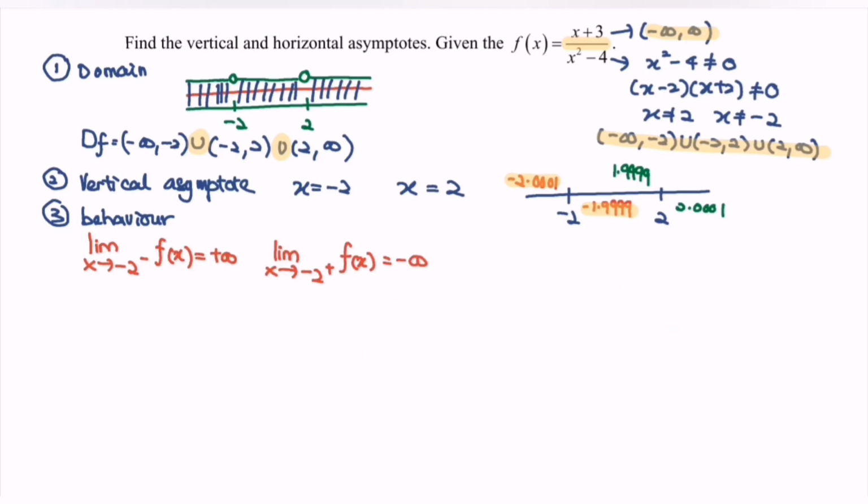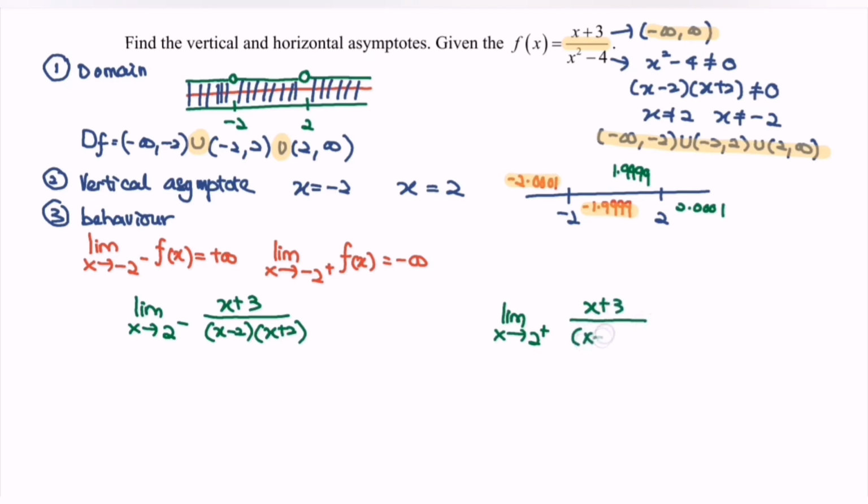Now I'm going to discuss the behavior when x approaches 2 from the left and from the right. Repeat the situation: limit when x approaches 2 from the left, limit when x approaches 2 from the right. Kindly substitute the function (x + 3) over, do remember, pick the simplest form, so we will have (x − 2)(x + 2).